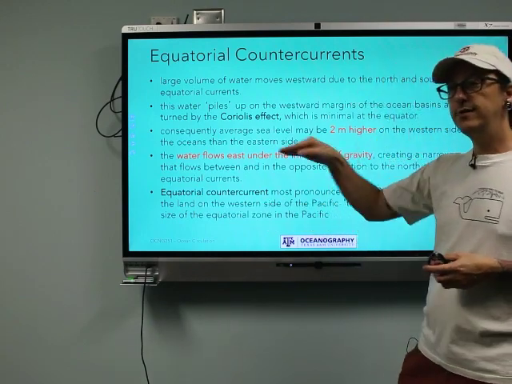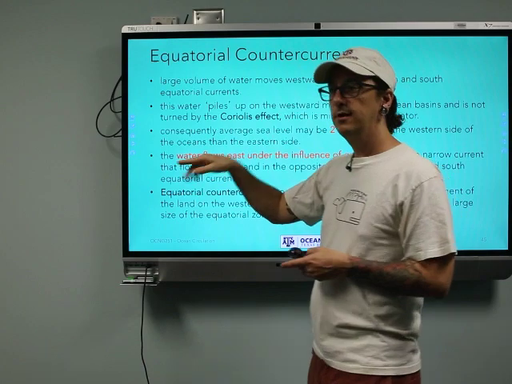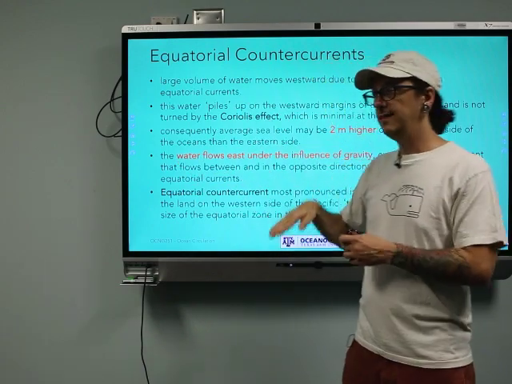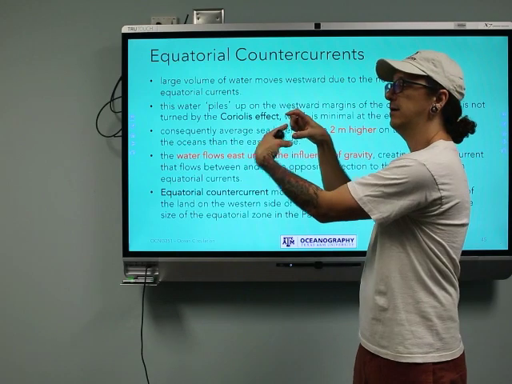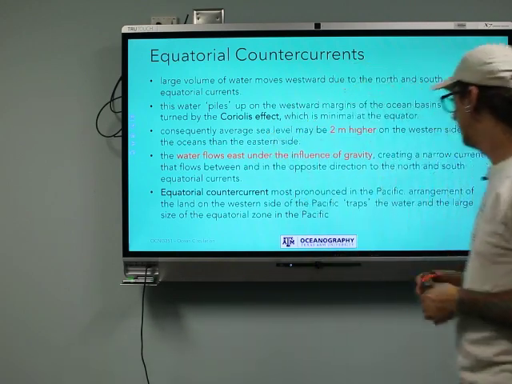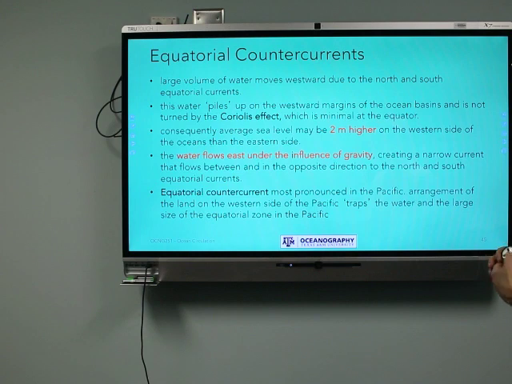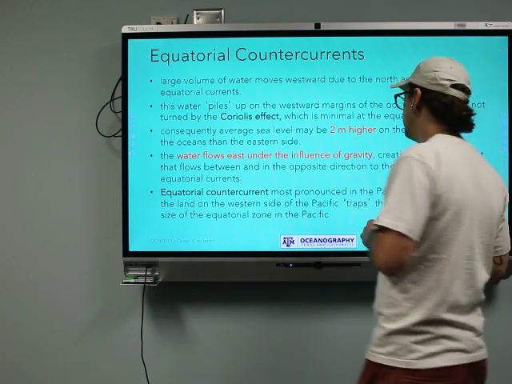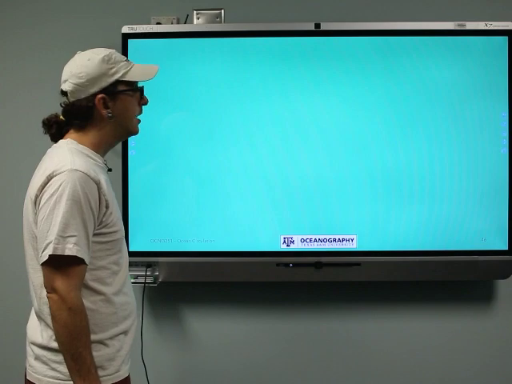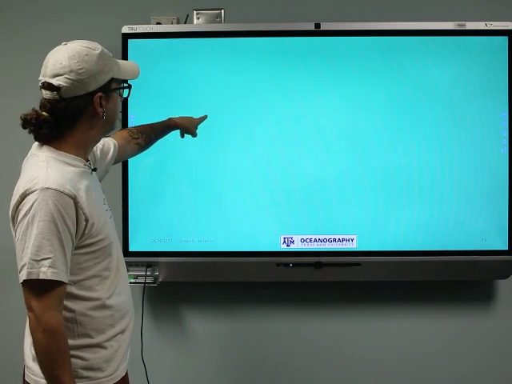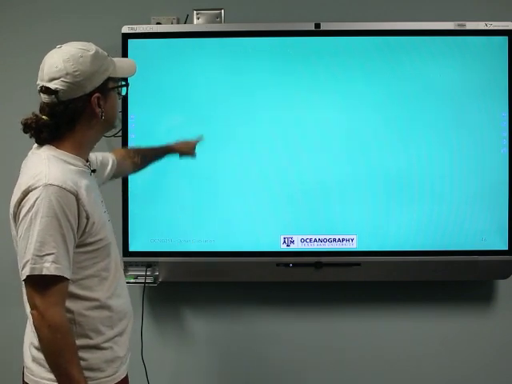So the equatorial currents are the ones that are going in the direction of the trade winds, north and south of the equator. And then basically the equatorial countercurrent is what goes in between those. This is the most pronounced in the Pacific because the arrangement of the land on the western side of the Pacific traps the water, and because of the large size of the equatorial zone in the Pacific. For 2 reasons. Really? Okay, that's next.